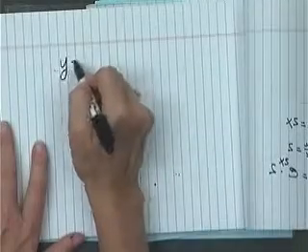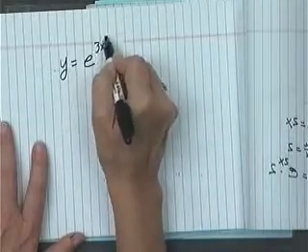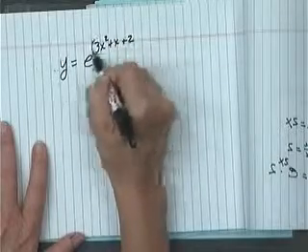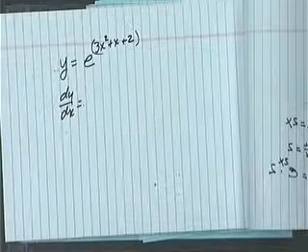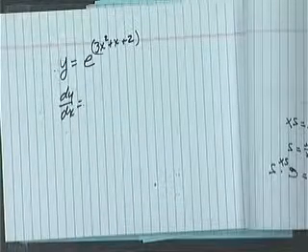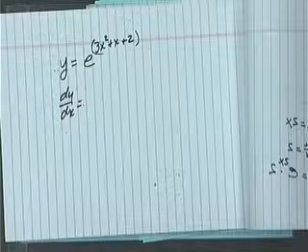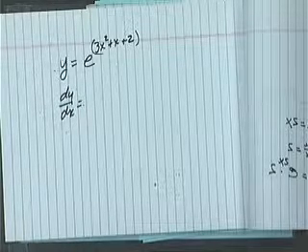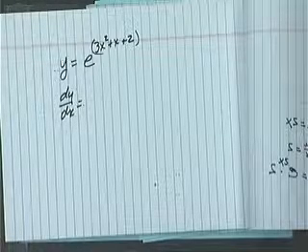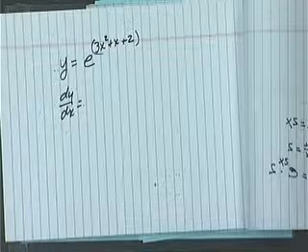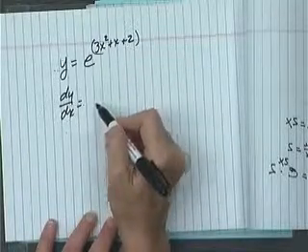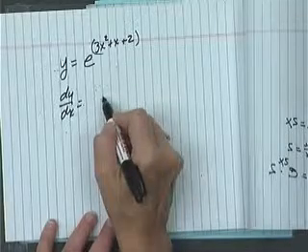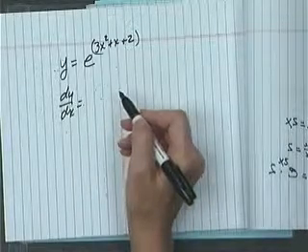I'm going to flip the page. What is y equals e to the 3x squared plus x plus 2? Find the derivative.